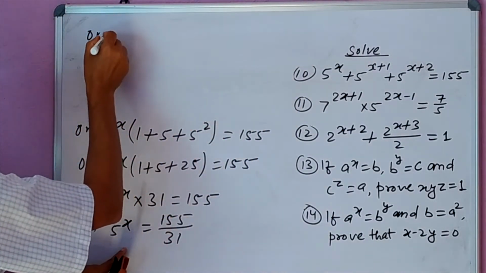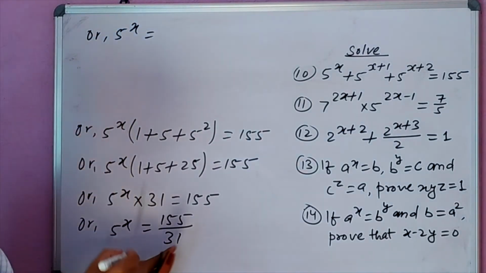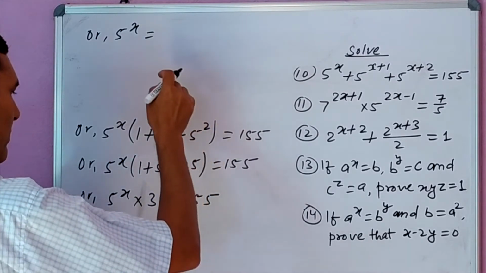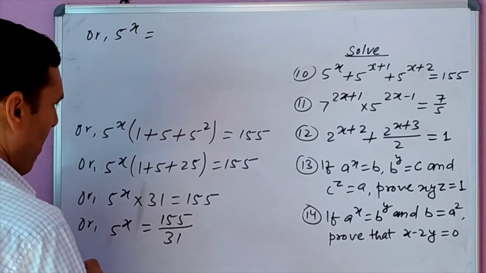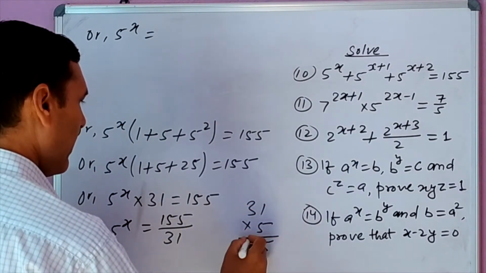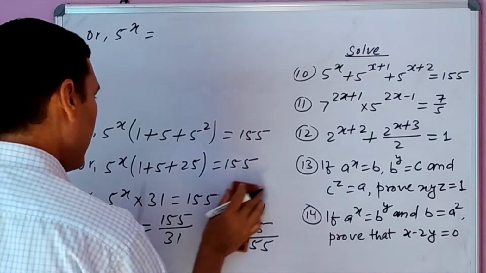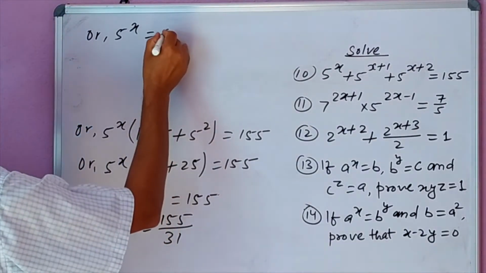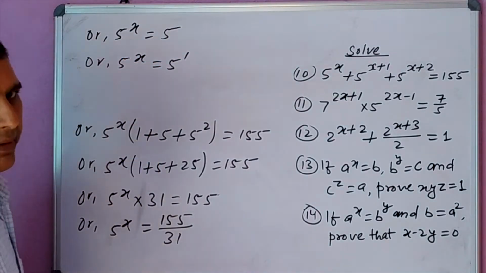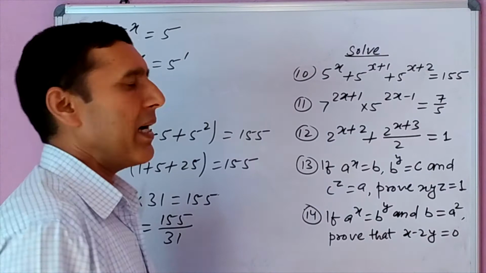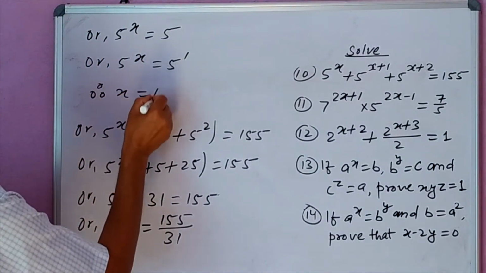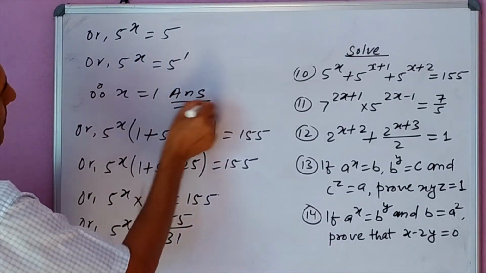So how many times? 5 to the power x is equal to 155. 5 times 31 is 155, so 31 divides 155 five times. So 5 to the power x is equal to 5 to the power 1. So easily we get the same base 5 on both sides. Therefore, x is equal to 1 is the required answer.